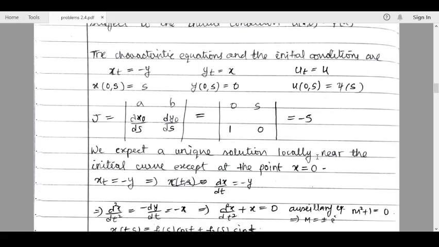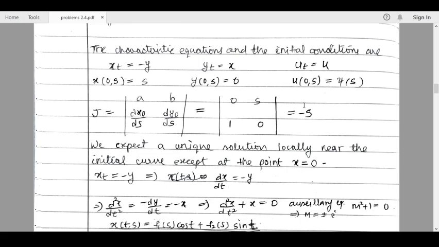Now also there is a problem at s equal to 0, because s equal to 0 corresponds to x equal to 0. So we expect a unique solution except at the point x equal to 0. So x equal to 0, we know that it will create a problem.